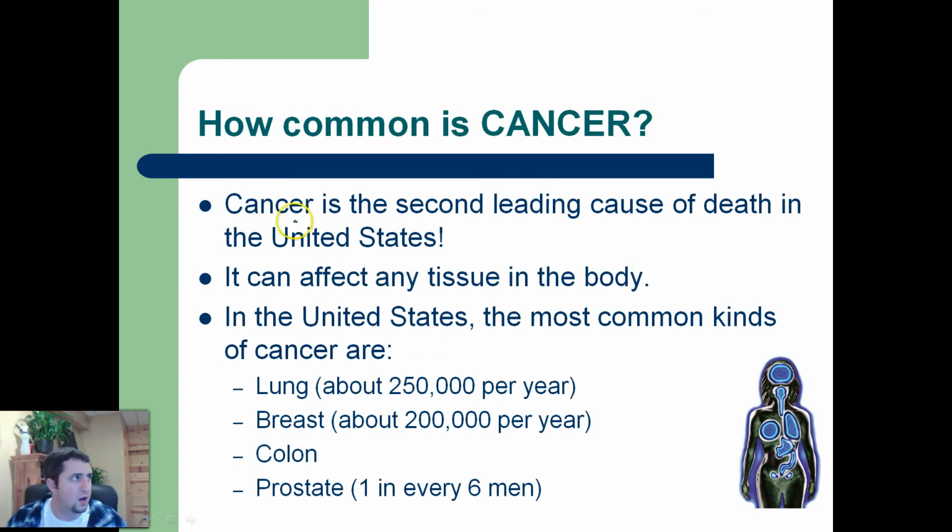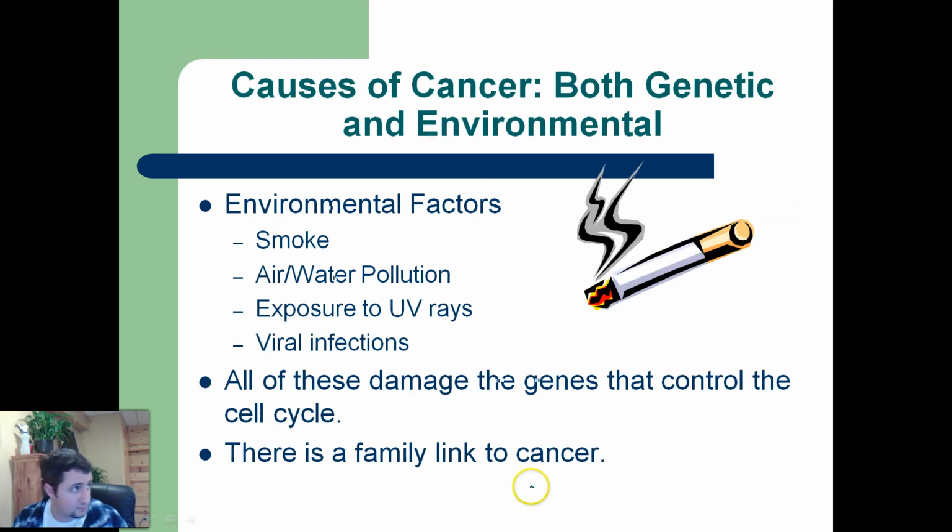So how common is cancer? Well, it actually is the second leading cause of death in the United States, and it can affect any tissue in the body. In the United States, the most common kinds of cancer are lung, which affects about 250,000 new people every year who hear that they have lung cancer. One of the best ways not to get lung cancer is to not smoke. Breast cancer is the second most common cancer. About 200,000 people hear that they have breast cancer every year, and interestingly enough, it's not just women that hear the news. Men can get it as well. Colon cancer is another popular cancer, and prostate cancer occurs only in men, but it actually affects 1 in every 6 men in the United States.